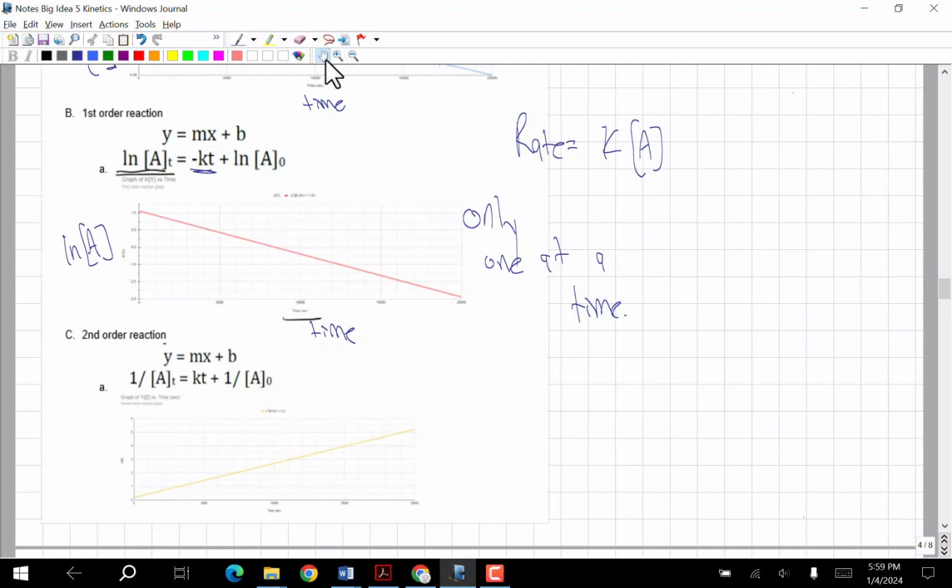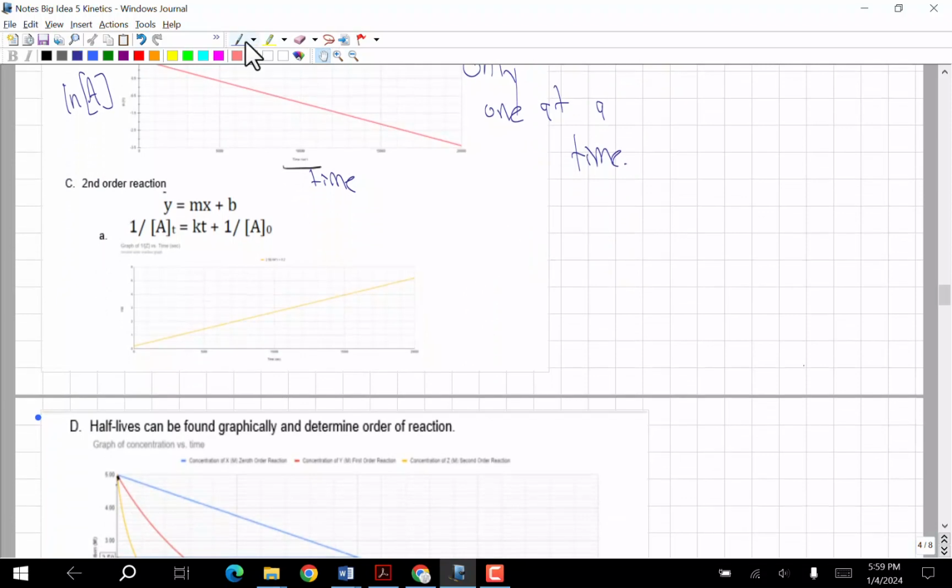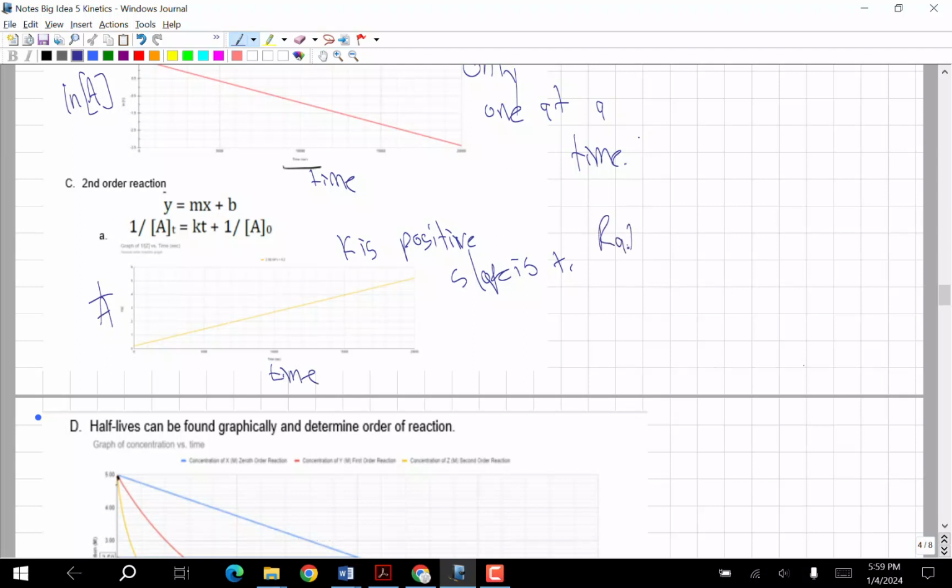Second order reaction, pretty much the same thing, but notice K is positive, and the slope is positive, okay? So that's kind of the deal on that one. And this one's going to be 1 over A, and this is going to be time. And this would look like rate equals K A squared.